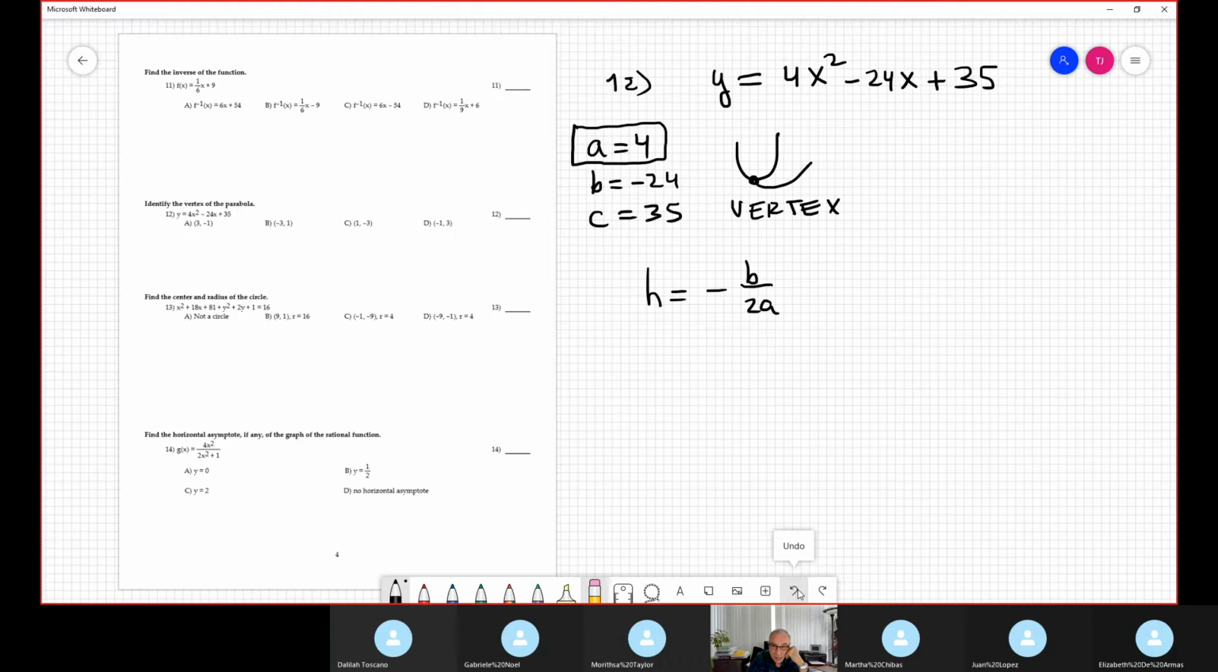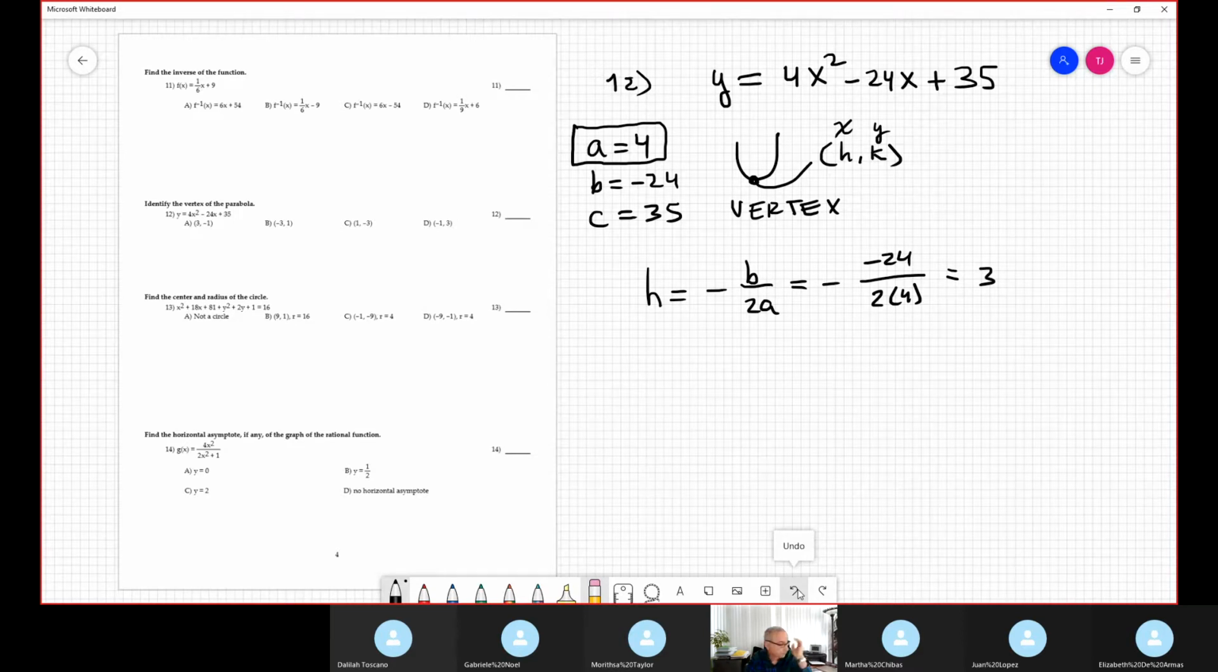The component for the vertex is h comma k. So h represents the x value and k represents the y value. You need to find both because of the ordered pair. So minus negative 24, so we have double minus, because b is negative 24, divided by 2 times 4, which is 8. So double minus becomes positive, and 24 divided by 8 is 3. Okay, it's 3.